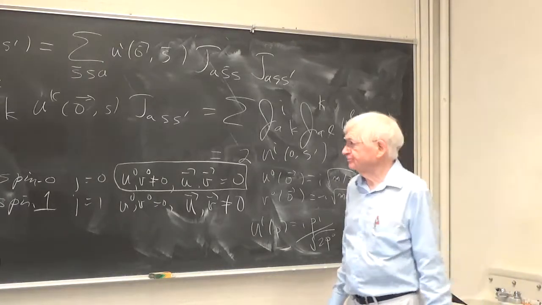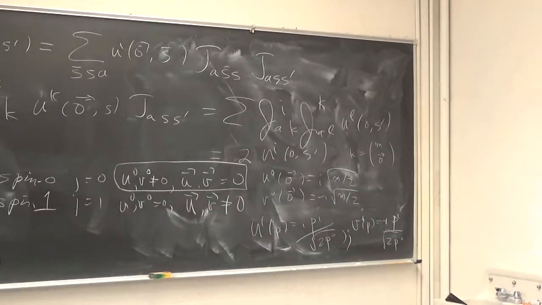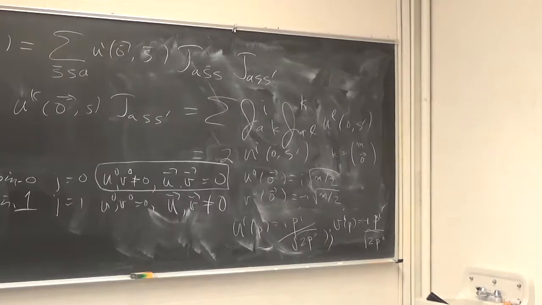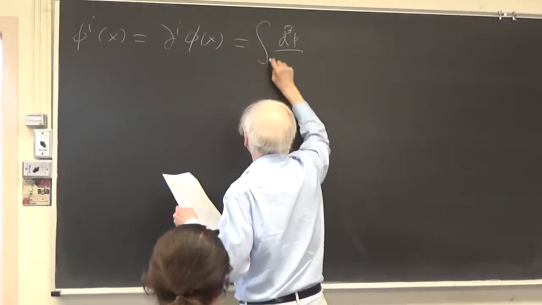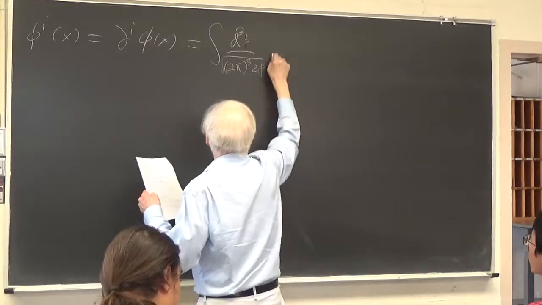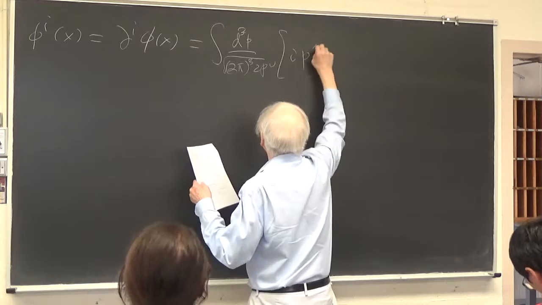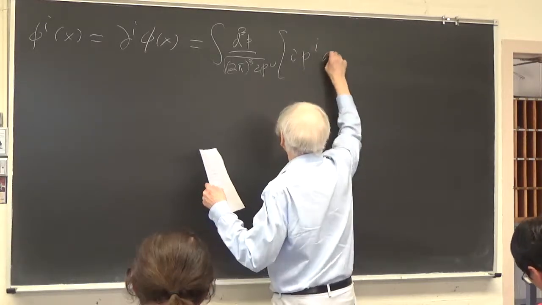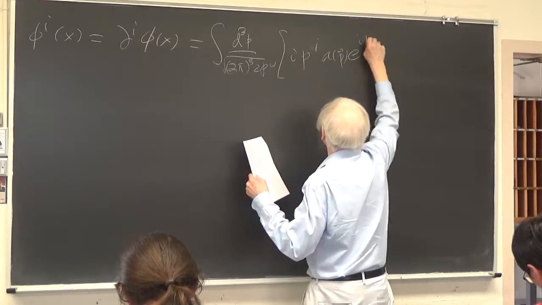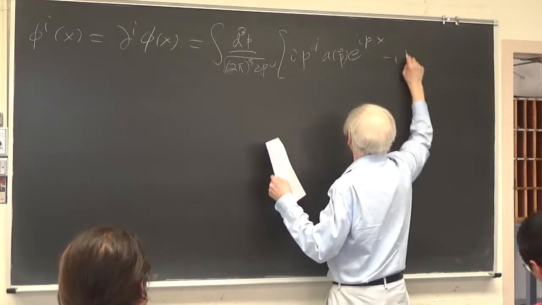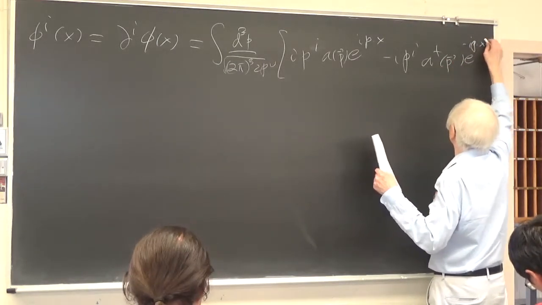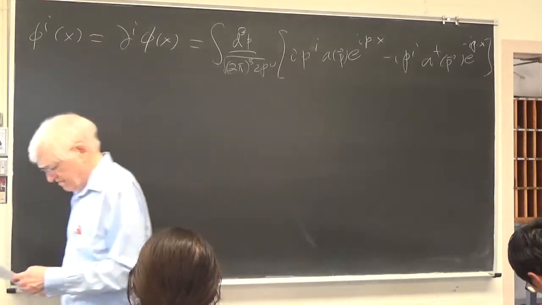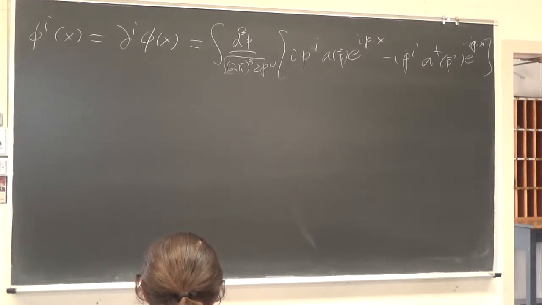The point then is that the four-component field is just the derivative of a scalar field. So we can write phi^i of x as equal to partial_i of phi of x. And this is then an integral d^3p over (2 pi)^3 square root of 2p^0, of a(p) e^{ip.x} minus i p^i a-dagger(p) e^{-ip.x}. Okay, so that's the vector field that's just a derivative of the scalar field.